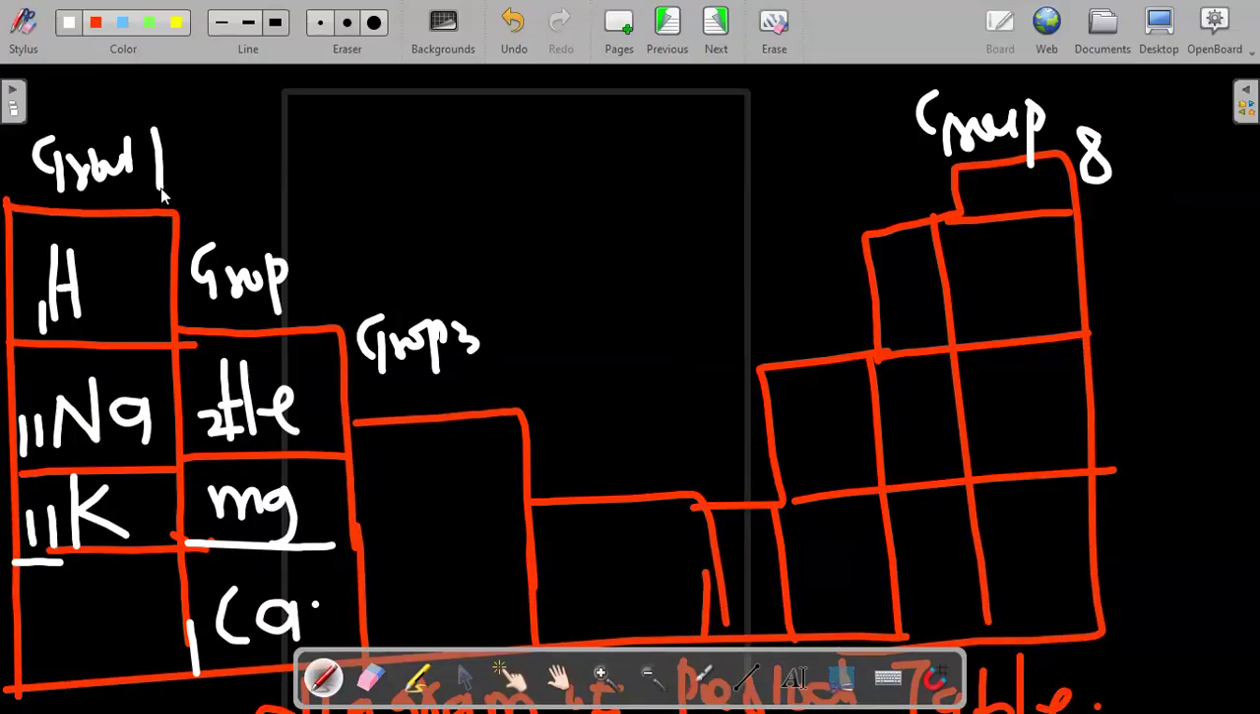Elements that have 1 valence electron, you place them under group 1. Those that have 2 valence electrons, we place them under group 2. Those that have 3 valence electrons, you place them under group 3. Continue like that. Those that have 8 valence electrons, we place them in group 8. This is what the periodic table is all about. The atomic number will determine the group that we belong to.